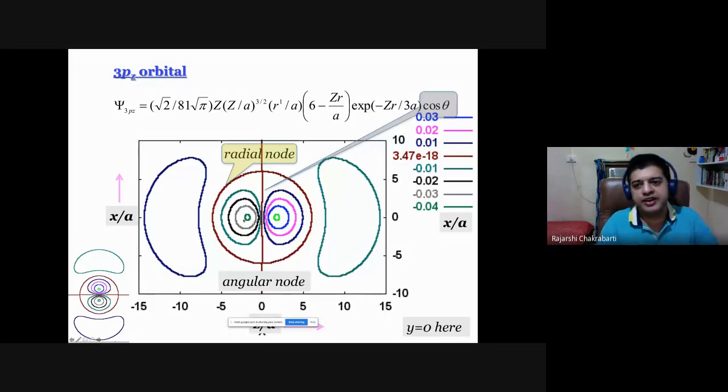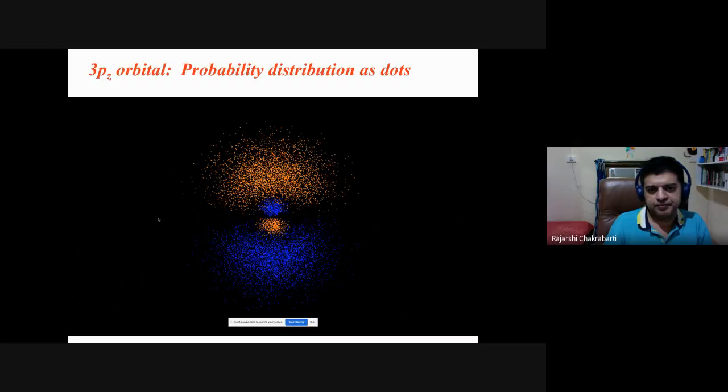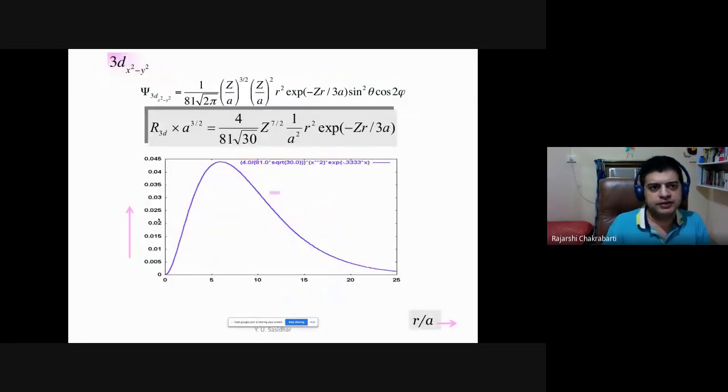So this is plus, this is minus. But again, I know that radially, if I go outward at a distance of 6 a0, it will become 0. So I'll have a node. So if this is plus, then after this node, in that direction it will become minus. On the other side, if this is minus, it will become plus. This is exactly what you see in your surface of constant probability plot. I can put it using a dot, and this is 3D x square minus y square.